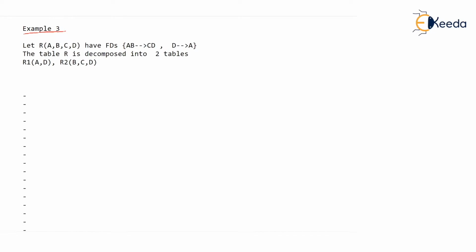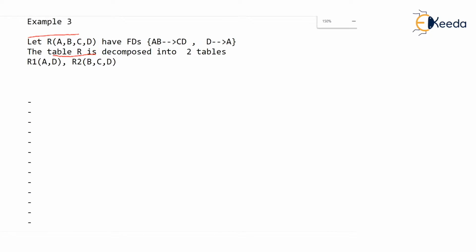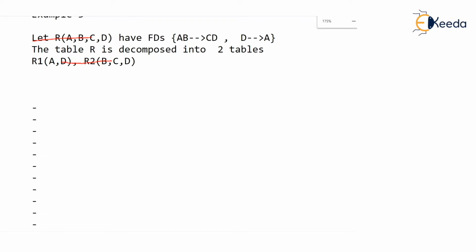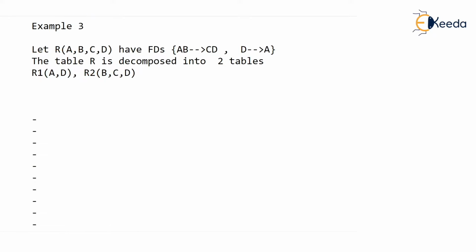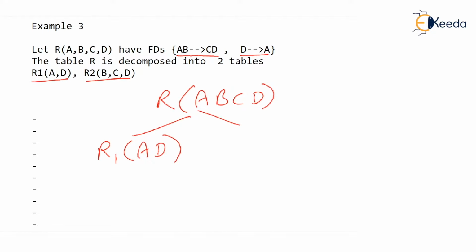The table has four attributes A, B, C, D and there are two FDs defined on this table: AB determines CD and D determines A. Now this table is broken down into R1 and R2. So R(ABCD) is broken down into R1(AD) and R2(BCD). These are the two tables.